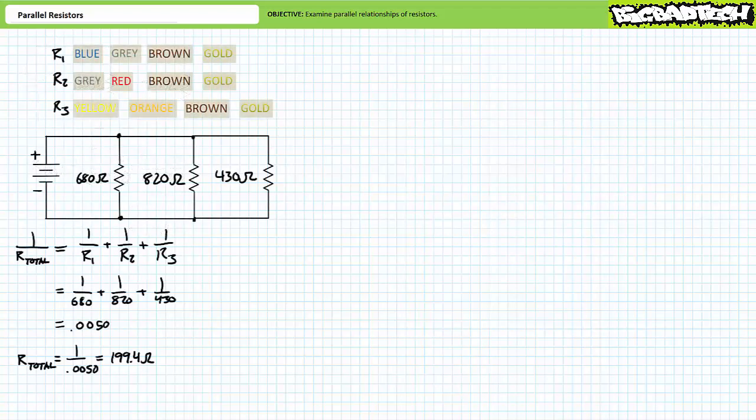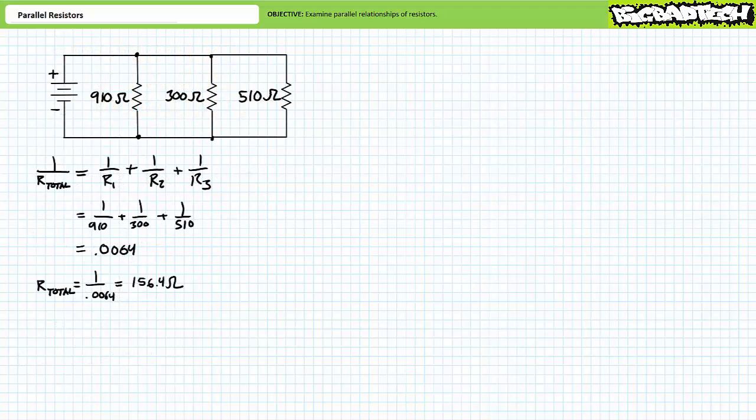The second circuit necessitates interpretation of the 4-band resistor color code. Blue, gray, brown is 6-8 followed by 1-0 or 680 ohms. Gray, red, brown is 8-2 followed by 1-0 or 820 ohms. And finally, yellow, orange, brown is 4-3 followed by 1-0 or 430 ohms. The source sees a total resistance of roughly 199.4 ohms.